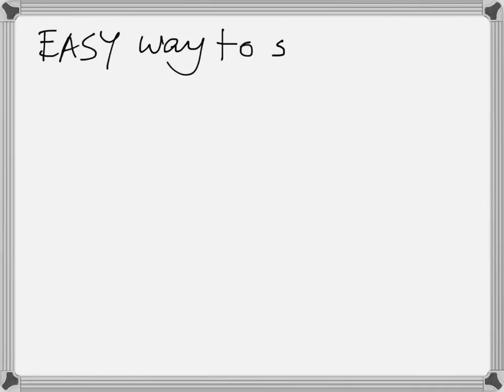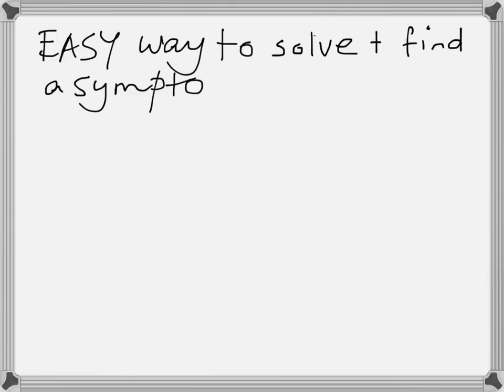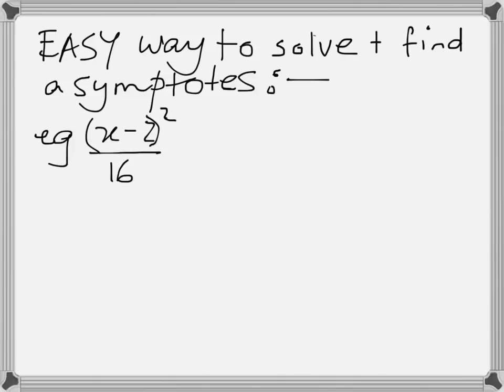Now, the easy way to solve and find the asymptotes is as follows. The quick and dirty way for the asymptotes is coming up. I'm going to use this example here where we've got (x minus 2) all squared over 16 minus (y plus 4) squared over 12 equals 1. You can immediately see that that is a hyperbola because of that minus sign in the middle.